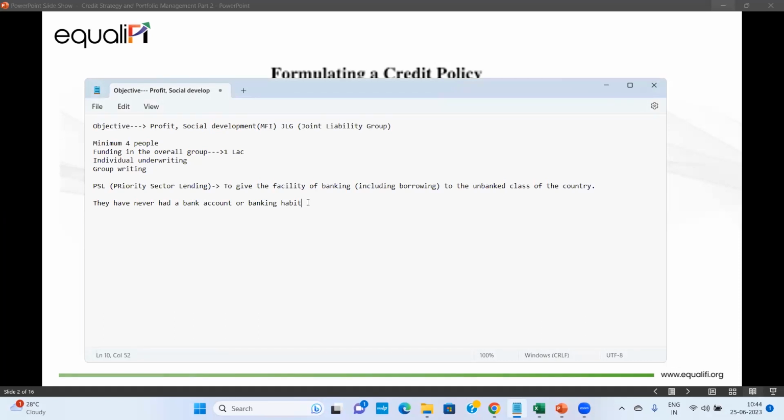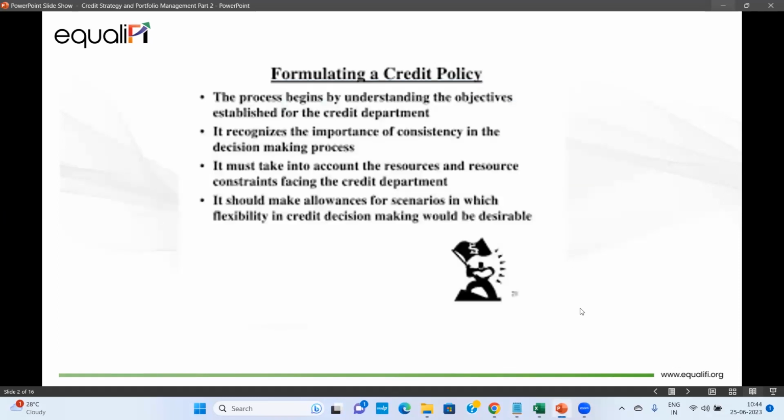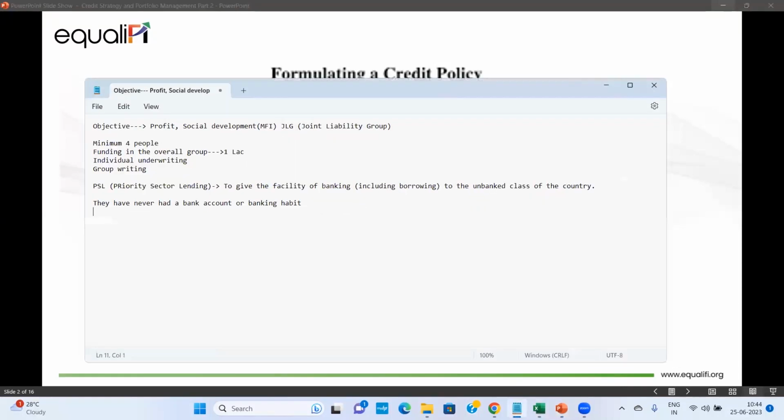So what is happening is, what I was saying is, understand the objectives. What is my objective that I have to understand? That one is profit, another is my social development objective. Second is, it recognizes its importance of consistency in decision-making process. Now what happens? When we talk about consistency, how consistency is important, I started with an objective of social development, right? That I will go to rural areas and fund crop loans.